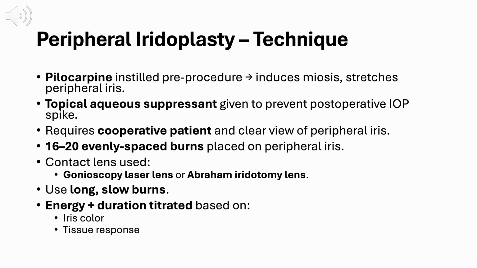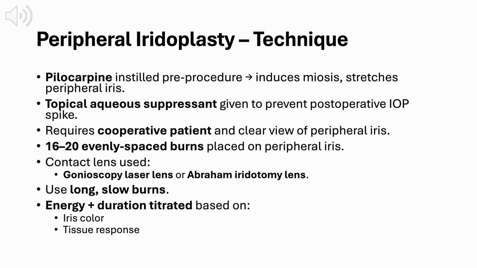The technique for iridoplasty is straightforward once the prerequisites are in place. Pilocarpine is given first to create miosis and stretch the peripheral iris, which exposes the treatment area. A topical aqueous suppressant helps blunt any postoperative pressure rise. Because the burns need to be placed precisely, the patient has to maintain steady fixation, and the view of the peripheral iris must be clean.